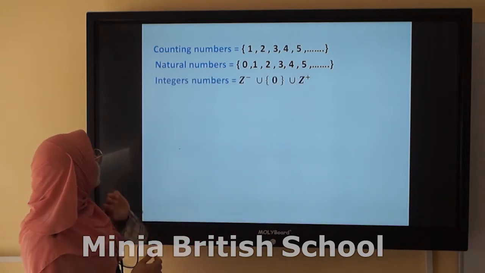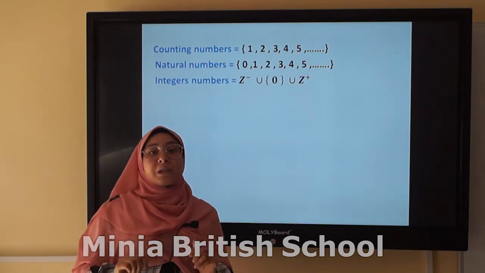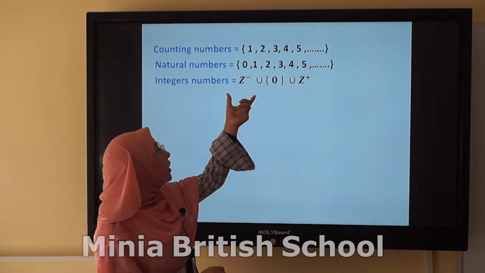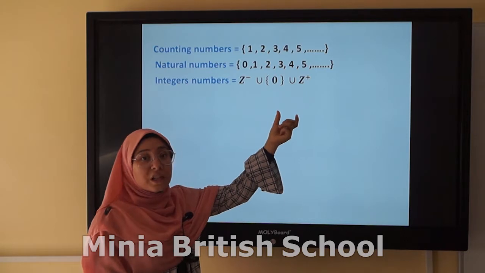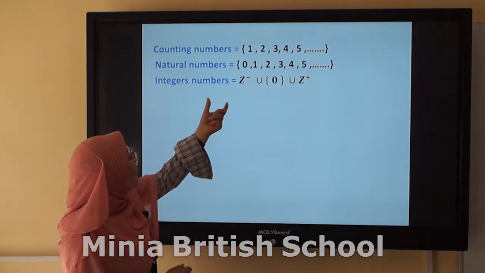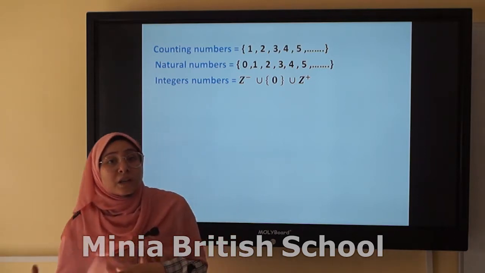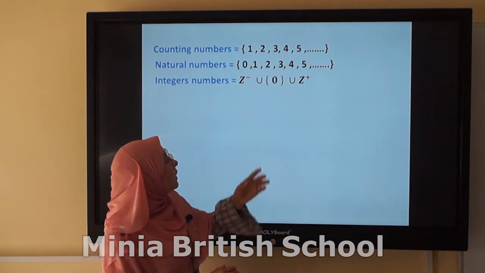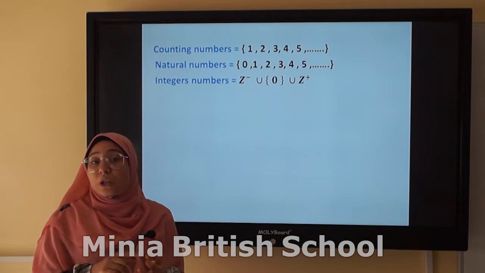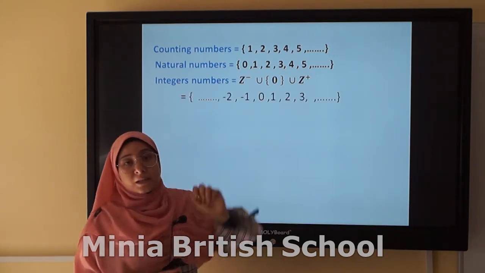The third one, integer numbers. Integers, Z, is Z negative union the set of 0, union Z positive. Z negative is like negative 1, negative 2, negative 3, and so on. And Z positive is like 1, 2, 3, 4, and so on. So integers are like this set.